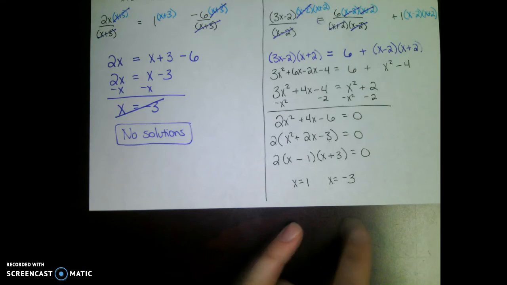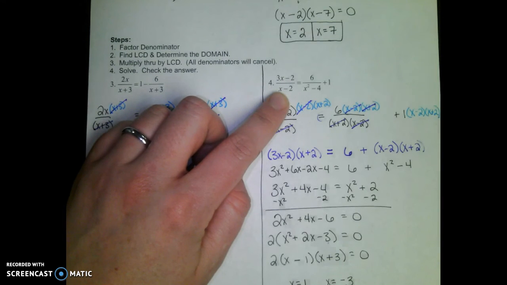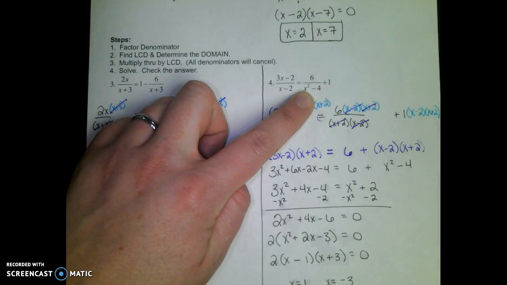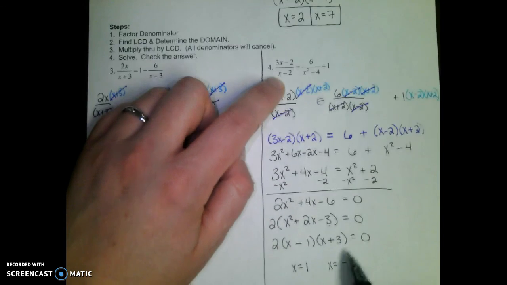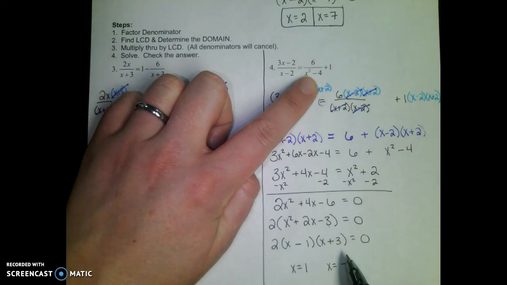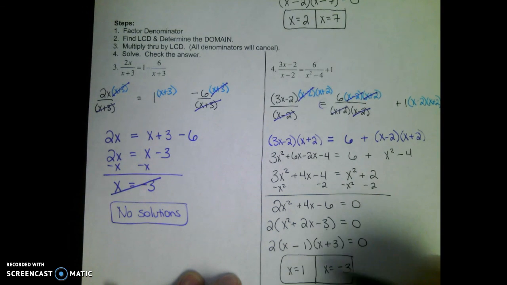Check both solutions in the original problem. 1 minus 2, not 0. 1 squared minus 4, not 0. -3 minus 2, not 0. -3 squared minus 4, still not 0. So both of those solutions are good.